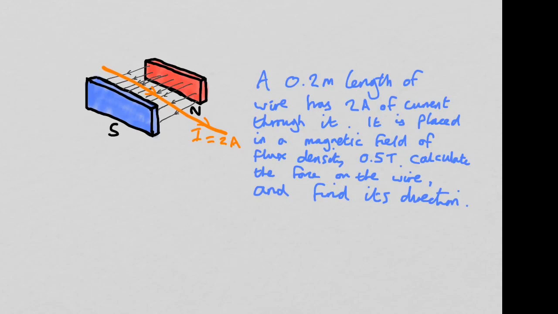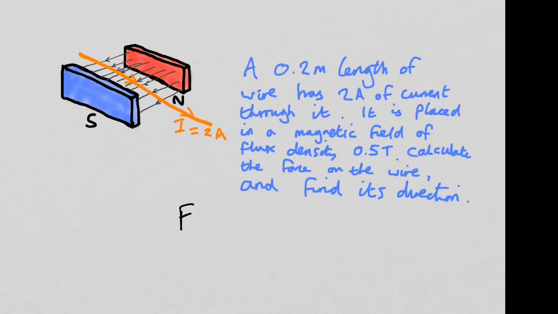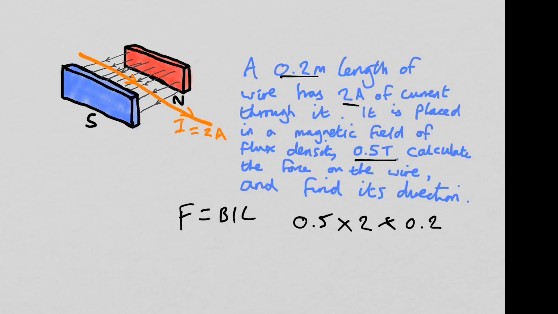Firstly, we're going to use F equals BIL to calculate the force on the wire. So the force is given by B, magnetic flux density, which is 0.5. Multiply that by the current, which is 2 amps. Multiply that by the length, which is 0.2 meters. You get 0.5 times 2, which is 1. Multiply that by 0.2. You get 0.2 newtons of force.